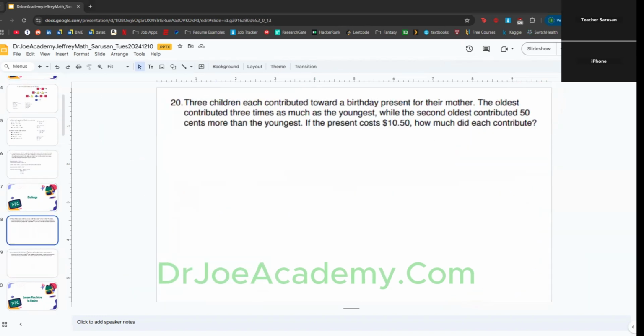All right, so back to these word problems here. This one says 3 children each contributed towards a birthday present for their mother. The oldest contributed 3 times as much as the youngest, while the second oldest contributed 50 cents more than the youngest. If the present costs $10.50, how much did each contribute?